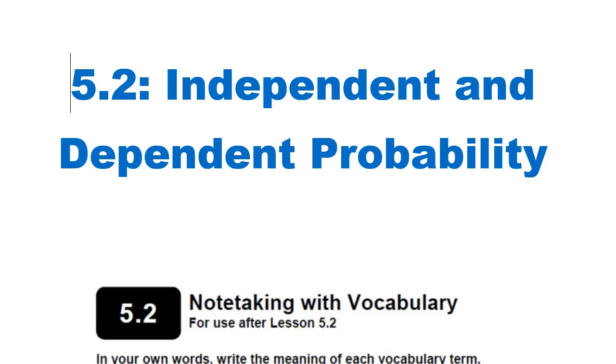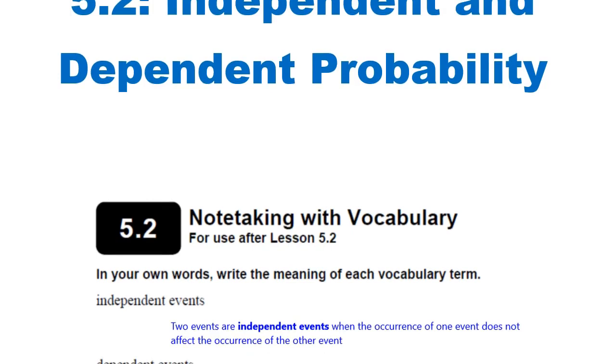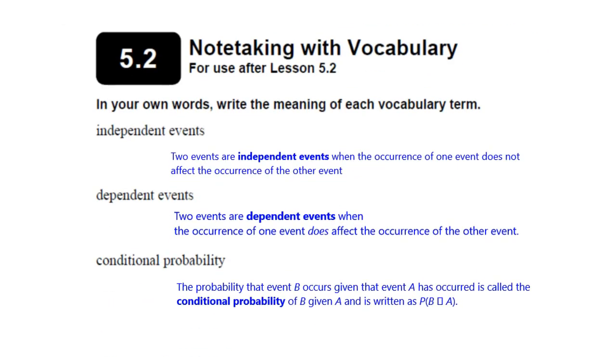In this lesson, we're going to talk about Chapter 5, Section 2, Independent and Dependent Probability. I want to start first with a little bit of vocabulary for you to put in your notes. We start with independent events, and independent events are two events when the occurrence of one event does not affect the occurrence of another event.